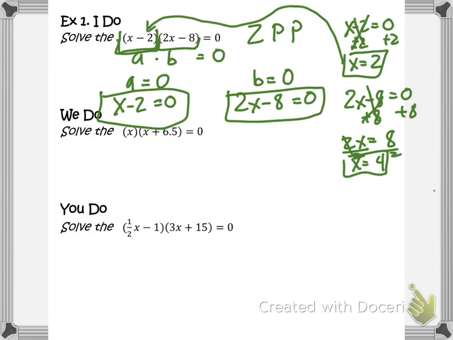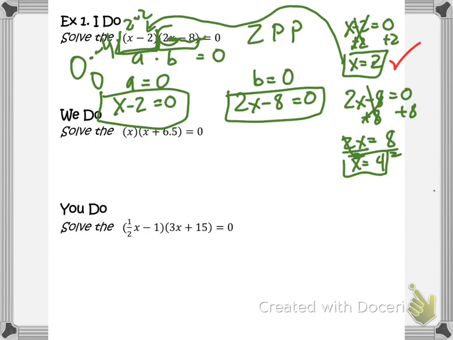So if I plug in 2 for x, 2 minus 2 will give me 0, right? 0 times whatever this mess is. 2 times 2 is 4. 4 minus 8 is negative 4. 0 times negative 4 will give us 0. Hey, look, it works. If I plug in 2, this is one of the correct answers.